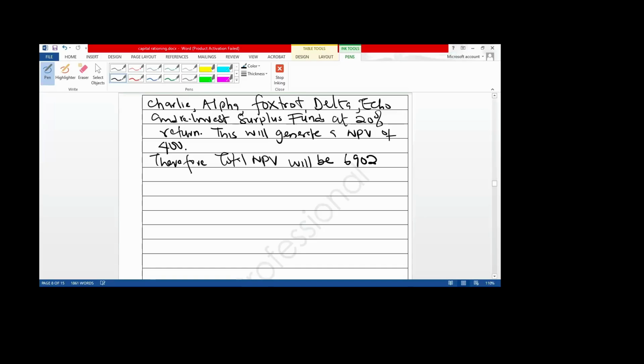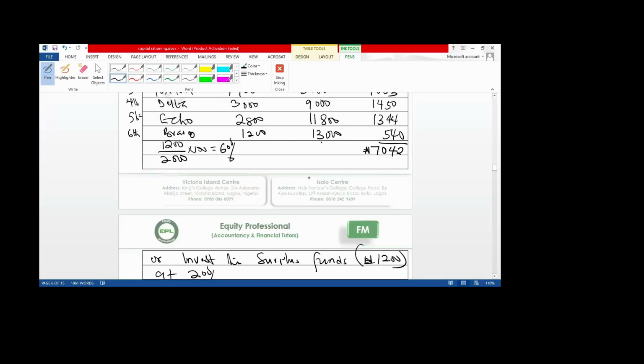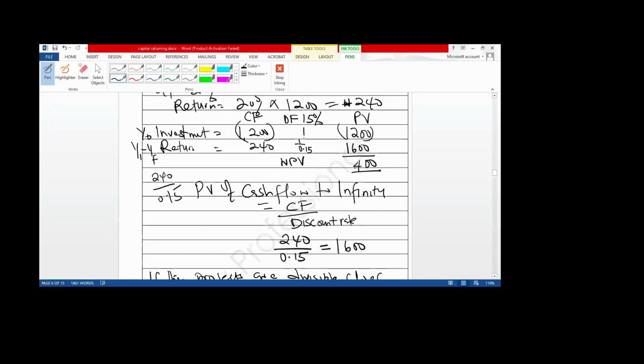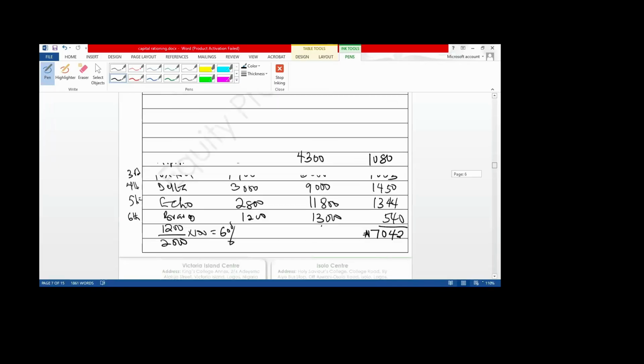You are going to remove this 540 and replace it with 400, because I said the projects are not divisible. So to sum up, remove 540, introduce 400, the 400 from surplus funds. What is the total NPV? 6,902.